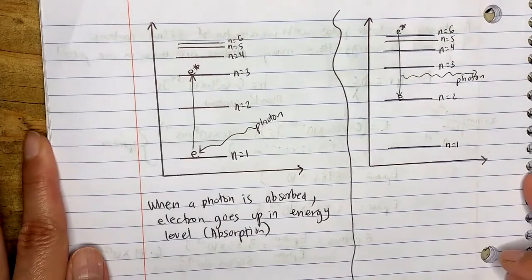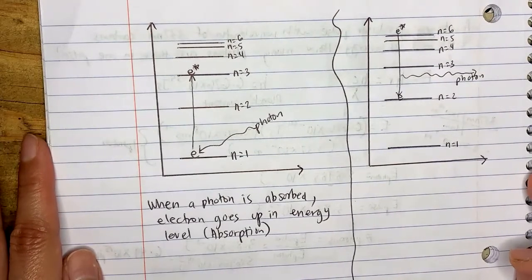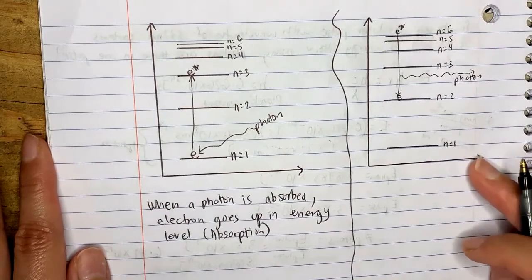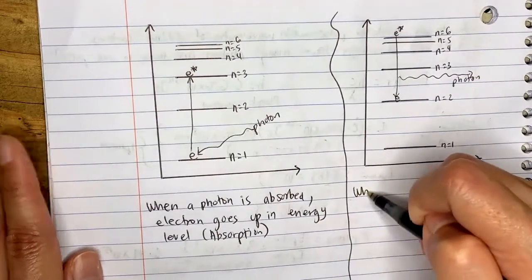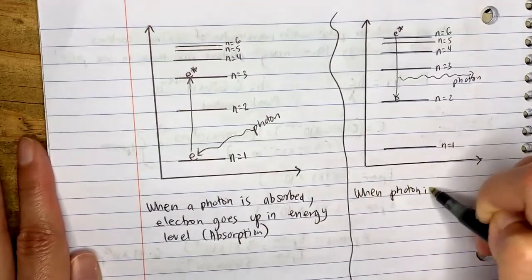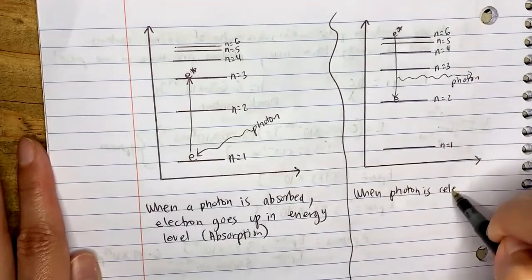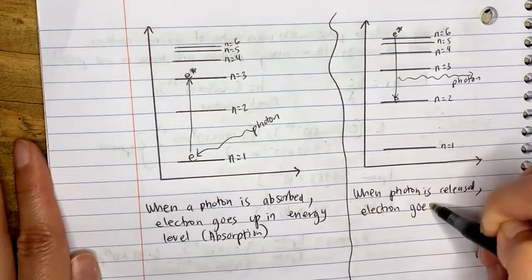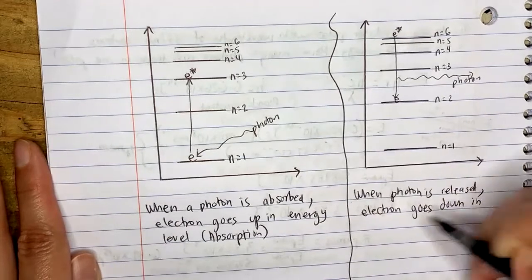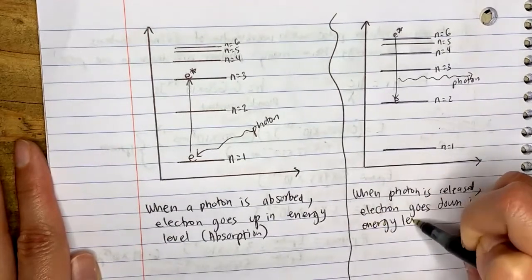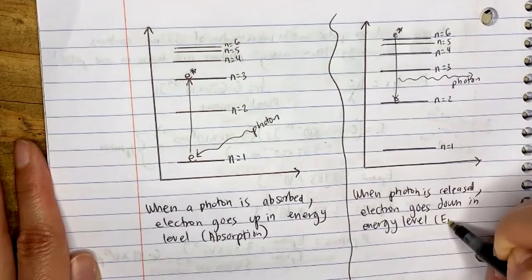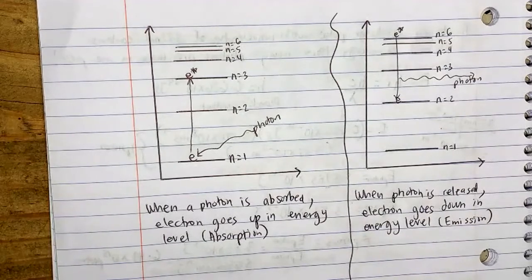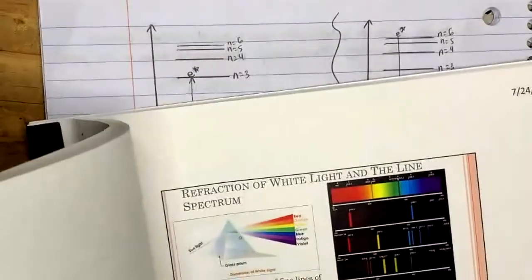If it's a high enough energy gap, maybe it's in the X-ray form. That probably has to be like a higher level emission, okay? So this is called emission. So when a photon is released, the electron goes down in energy level. So we call this emission.